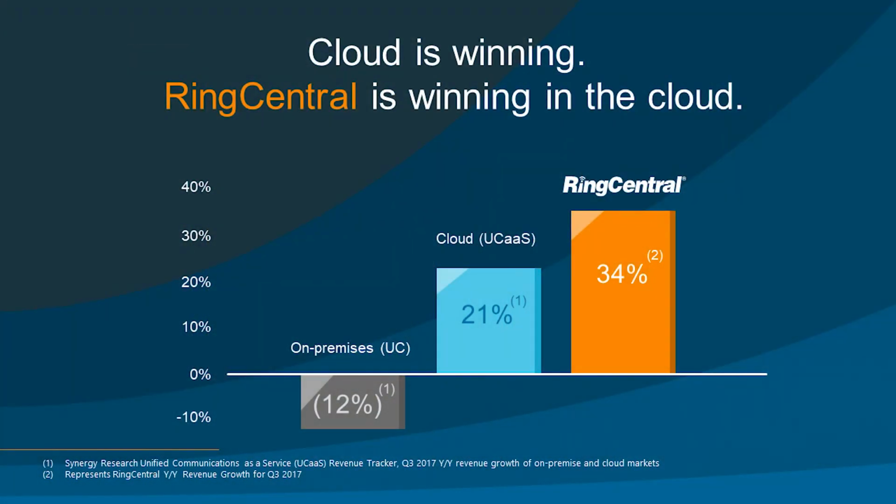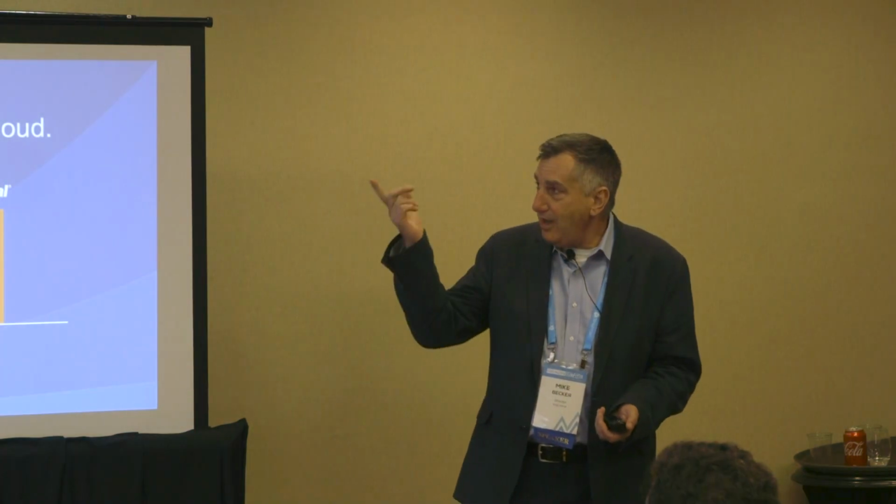I talked a little bit about UCaaS, and on-prem UCaaS is declining by 12% a year. Overall, cloud UCaaS is growing about 21%, and RingCentral is growing about 34%. The cloud is winning, and RingCentral is winning in the cloud. We are the number one provider in UCaaS today.